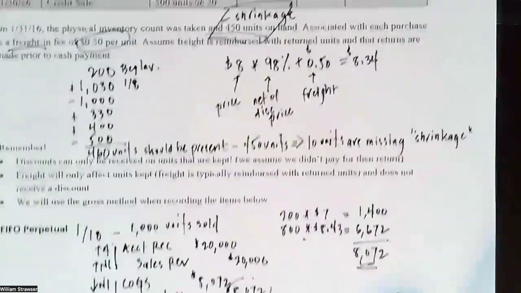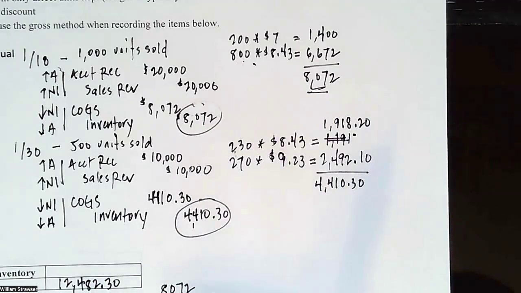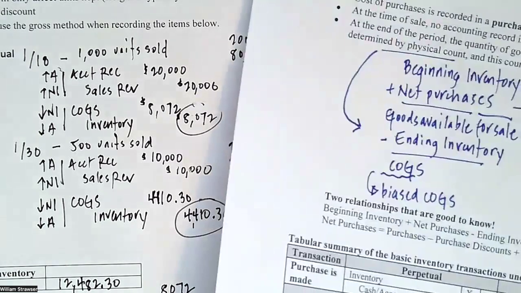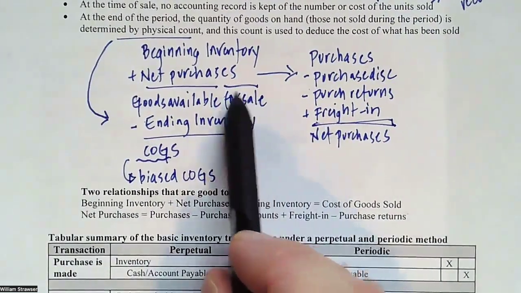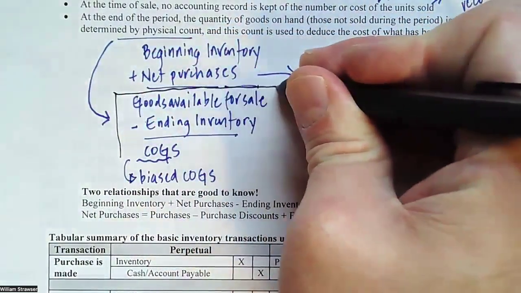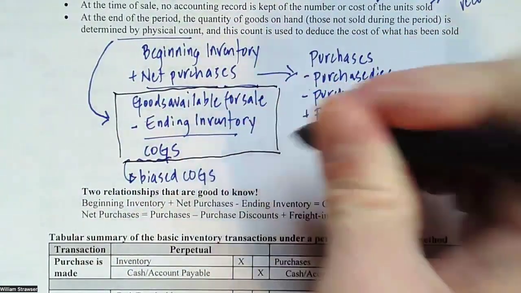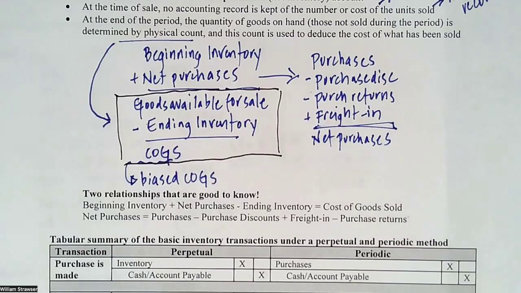But you have to consider that it's not always going to be that easy. There's going to be more layers, there's going to be more stuff to deal with. So one way to do it that simplifies it is to go back to this idea here, right? If we just look at this equation from the periodic system, just take this piece of it, right? Goods available for sale less ending inventory equals cost of goods sold. I can rearrange this algebraically.